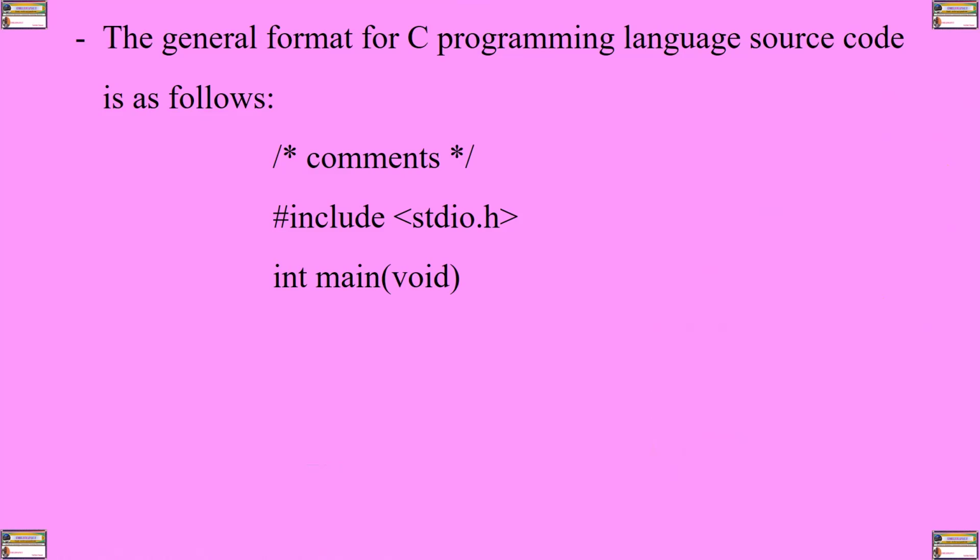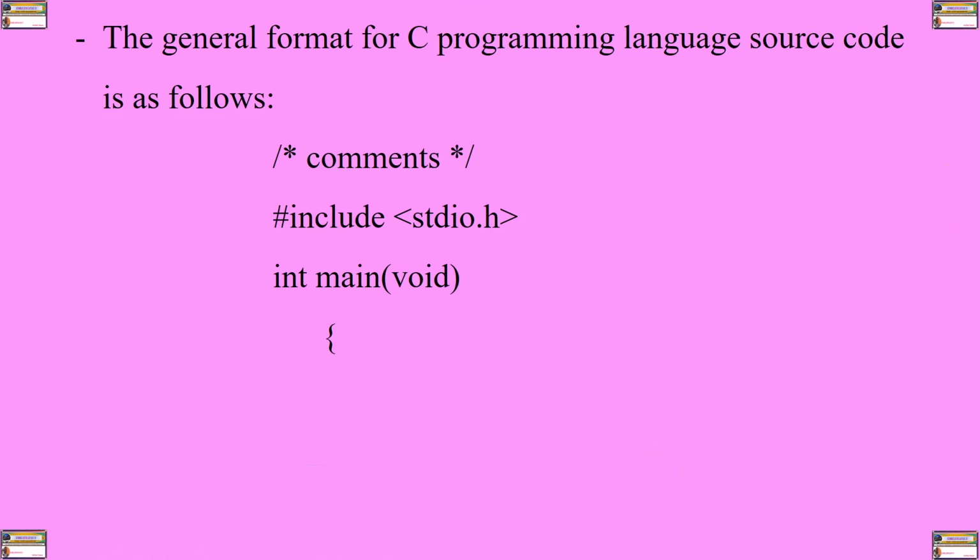It is int, main, then a pair of parentheses. These type of brackets, we call them parentheses. And then we have the one inside there, void. So int, main, opening parenthesis, void, closing parenthesis. And then we normally have what we call a brace. This brace is facing your right-hand side.